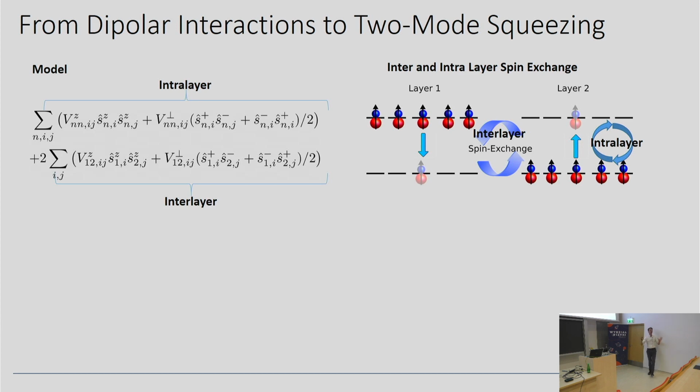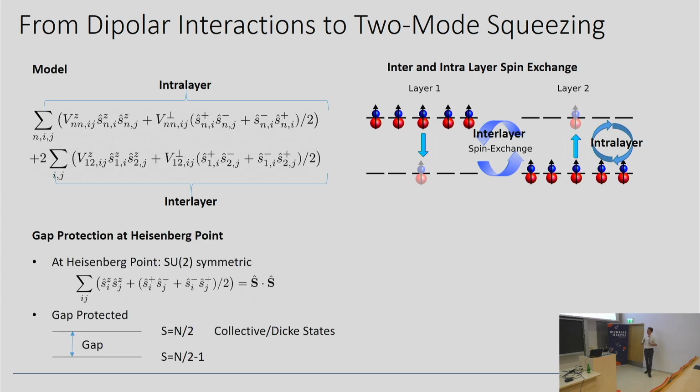Now this looks very complicated, and I'm a theorist, so I don't want to do complicated things, so I want to make my life a bit easier. So we go to this Heisenberg point where the ZZ and the spin exchange interactions have the same prefactor, in which case, if I ignore the spatial dependence, I can map this to an S.S Hamiltonian. Then Kel already introduced the concept of gap protection, which opens a gap between the state of full spin projection and the states with smaller spin length, which is proportional to the number of spins in my layer.